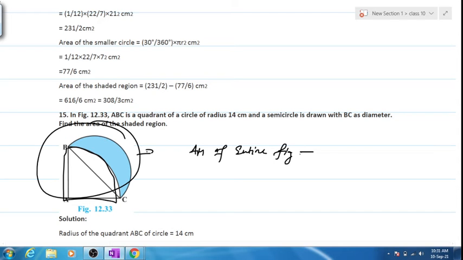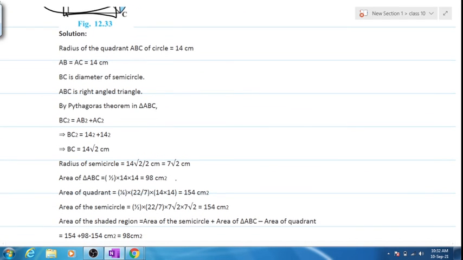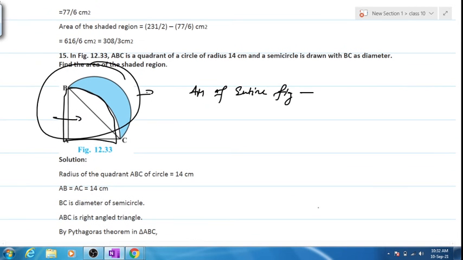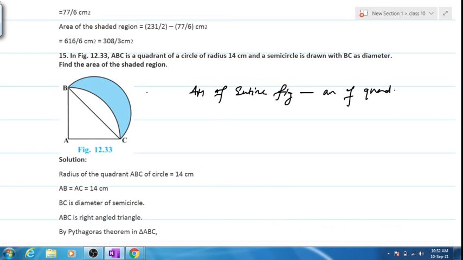Can I have the answer, yes or no? Hurry up. But one more thing you have to do, you'll have to add this also to that. Why? Because area of semicircle plus area of triangle minus area of the quadrant will give you the area. Did everybody understand how you have to do this? You have to calculate the area of the semicircle, add this triangle to that, and then subtract this quadrant from that. Entire figure means this only.